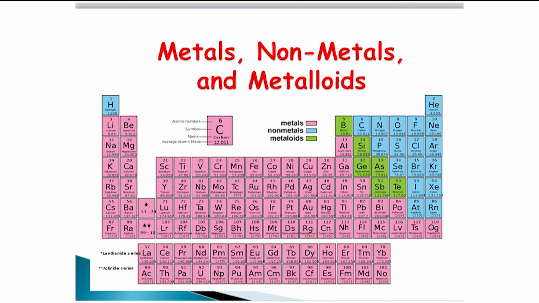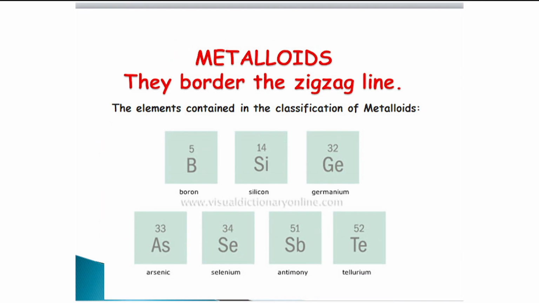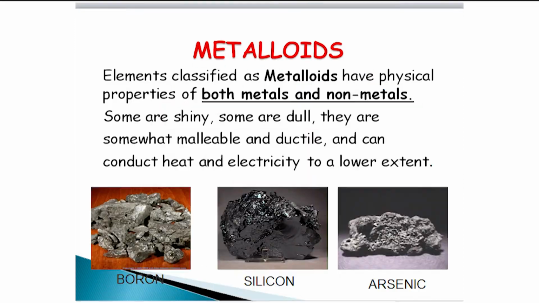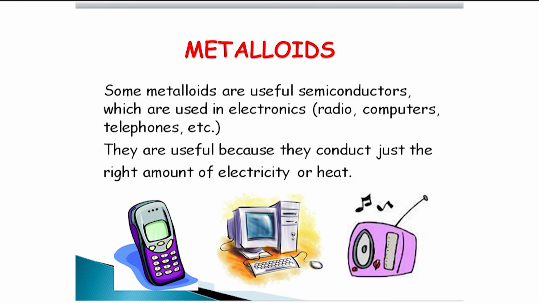Elements which border the zigzag line are called metalloids. The metalloid which we're familiar with the most is silicon. Elements classified as metalloids have physical properties of both metals and nonmetals. Some are shiny, some are dull. They are somewhat malleable and ductile and can conduct heat and electricity to a lower extent. Accordingly, metalloids are called semiconductors. They conduct just the right amount of electricity or heat. That's why they are used in electronics such as radios, computers, or telephones.